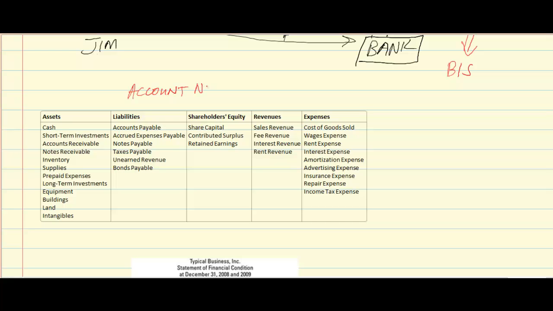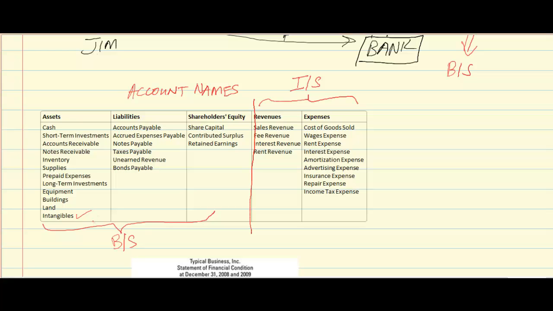Here are a couple of the account names that you're likely to come across in your textbook, and these are some of the more common ones. But I want to make a distinction right here, because everything on this side pertains to the income statement, so we're not going to worry about that right now. But anything on this side, take a look at, because all of this pertains to the balance sheet.